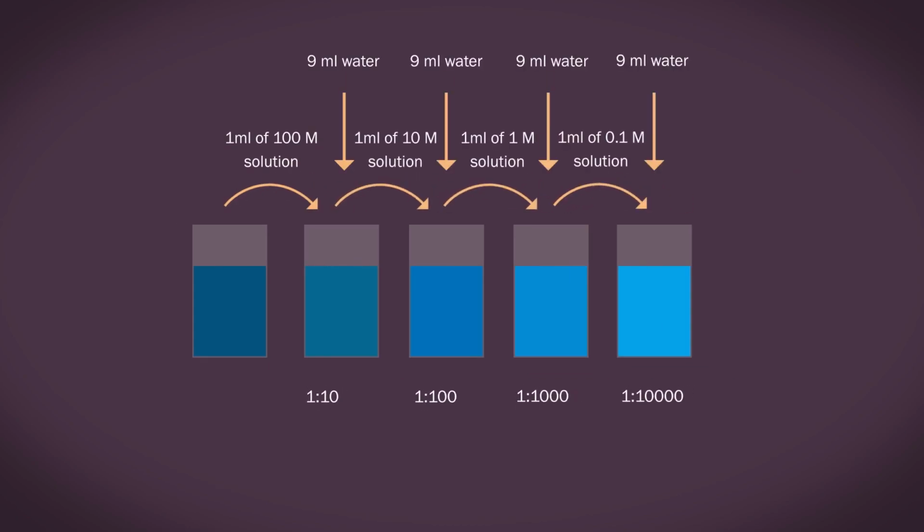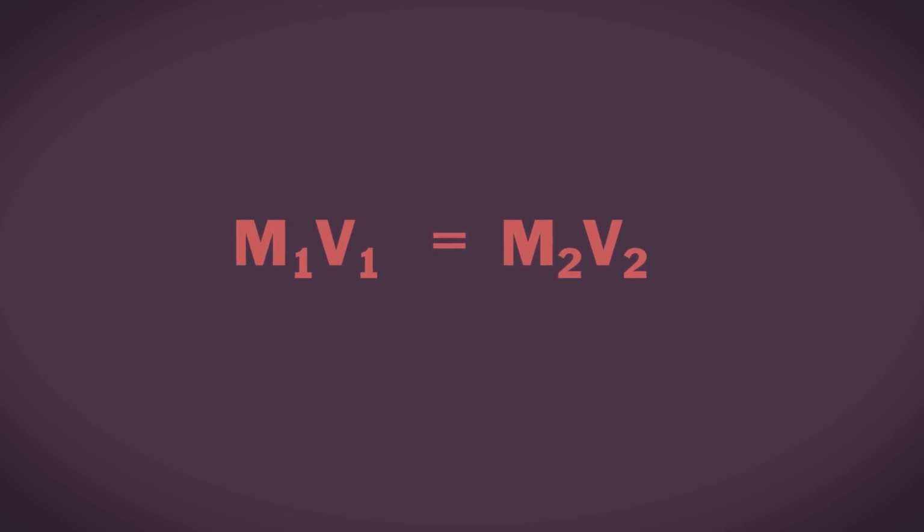So there you have dilutions. They are very important to many professions, especially doctors. And thanks to the good old M1V1 equals M2V2 equation, they are very simple to calculate.